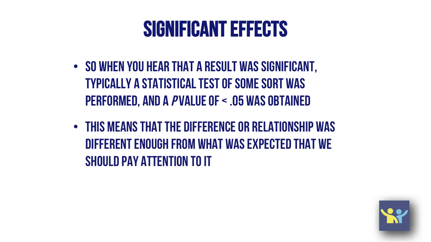So this means that the difference or relationship was different enough from the null hypothesis that we should pay attention to it. So in the case of the visual of our grit intervention, the grit score we observed was far enough out on that curve, or different enough, to not likely have been due to chance.